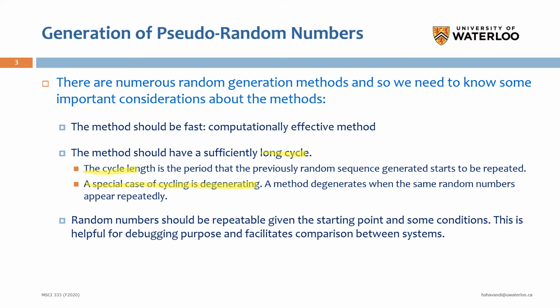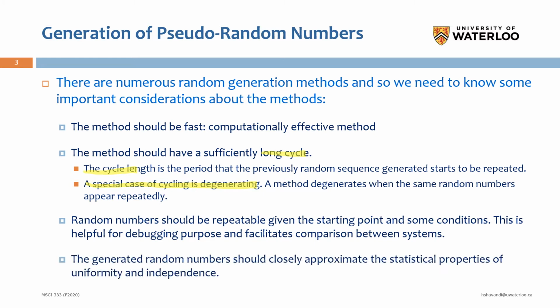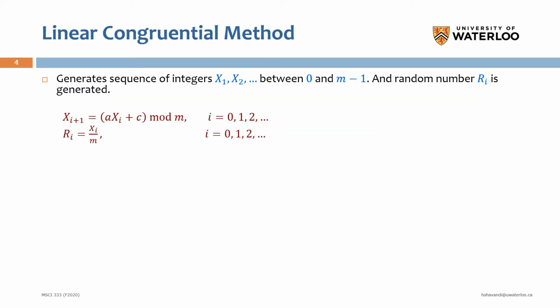And the last criterion is the two main properties that we had before. Any random number generator method should have the two properties of uniformity and independence. Let's start with the first method, which is the linear congruential method.